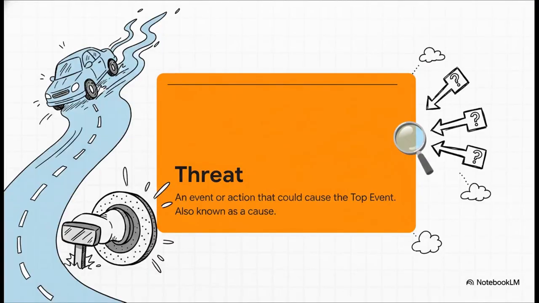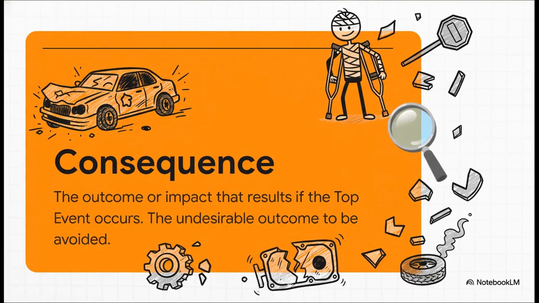So, what could cause you to lose control? Well, those are the threats. Threats are the active triggers. For losing control of a car, a threat might be a slippery road or someone braking hard in front of you. They're the specific things that kick off that whole negative chain reaction. And if that top event does happen, what's the fallout? Those are the consequences. These are the bad outcomes we really want to avoid, like injury to the driver or damage to the car.